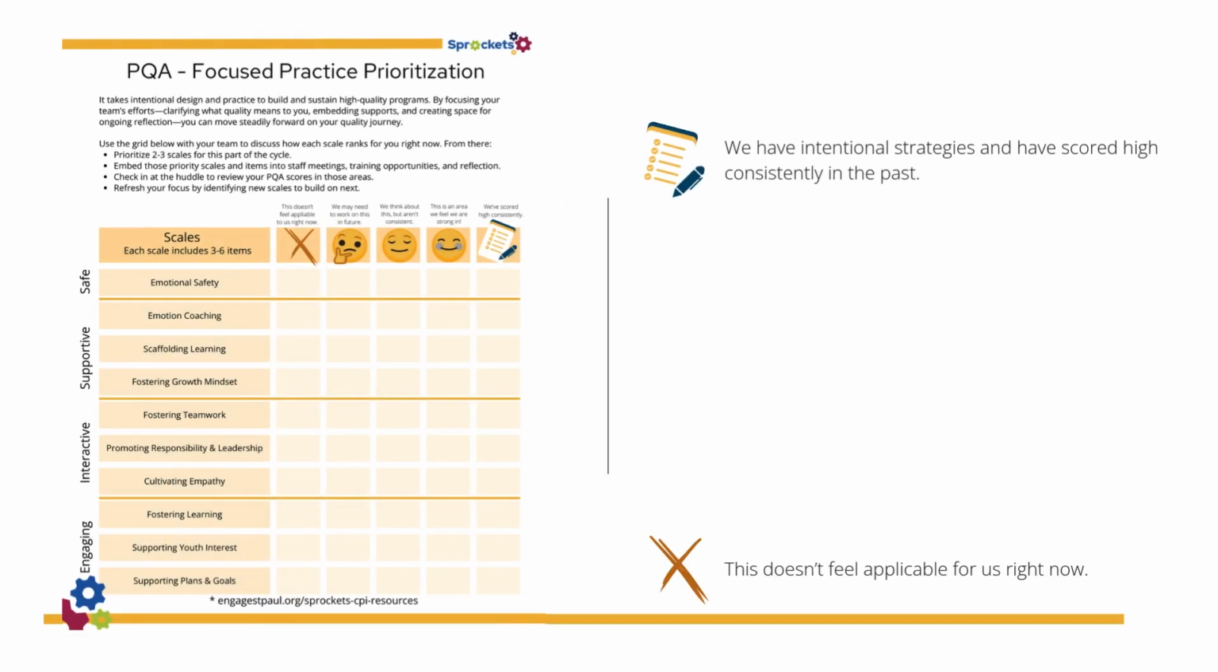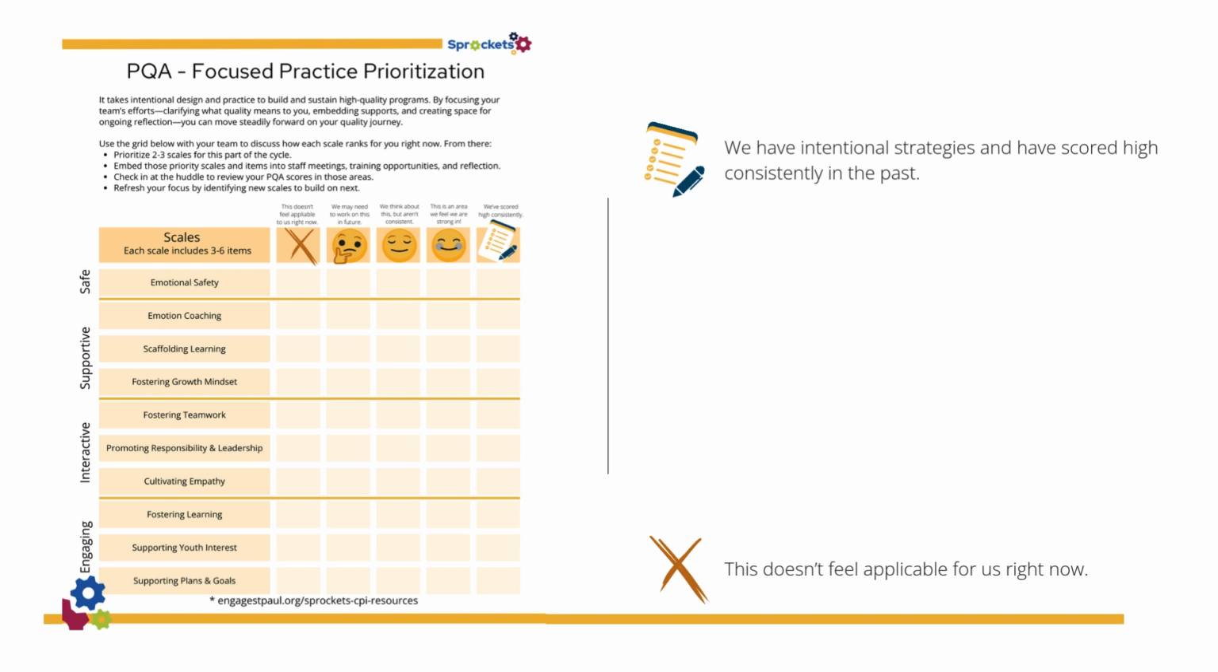On the far left column, the big X is for scales that don't feel applicable right now. Maybe your program structure, your focus, or staff readiness makes them less realistic at the moment. Sometimes staff may push back on certain scales, and that's okay. This process is meant to be relevant to your team, so honoring that input matters.